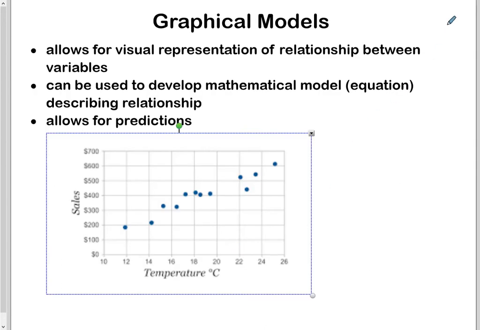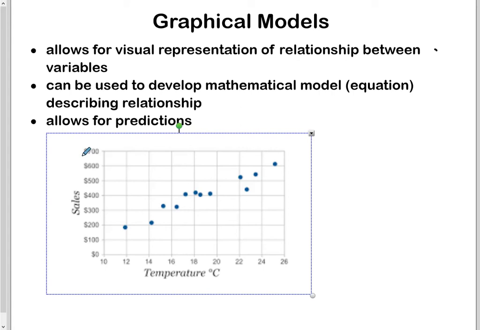Let's talk about graphical models. Graphical models allow us to visually represent the relationship between variables. So in other words, let's just look at this graph. This graph shows me the relationship between sales and temperature. Temperature is down here, so this is our independent variable. So it looks to me like as temperature increases, sales also increase. Okay, so just by looking at this picture, no math, no nothing, I know the relationship between them. According to this graph, as temperature increases, so does sales.